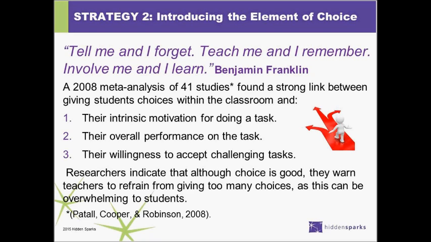Here we have a quote from Benjamin Franklin: "Tell me I forget, teach me I remember, involve me and I learn." There was a 2008 meta-analysis of 41 studies that found a strong link between giving students choices within the classroom and their intrinsic motivation for doing a task, their overall performance on the task, and their willingness to accept challenging tasks. Giving choice is an excellent thing to do in a classroom.